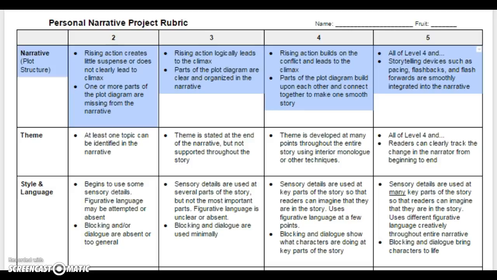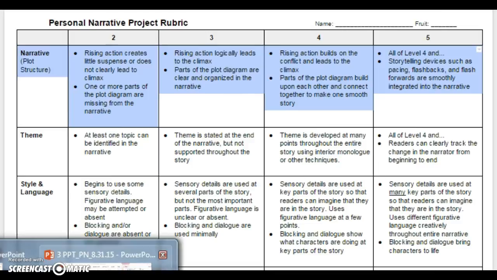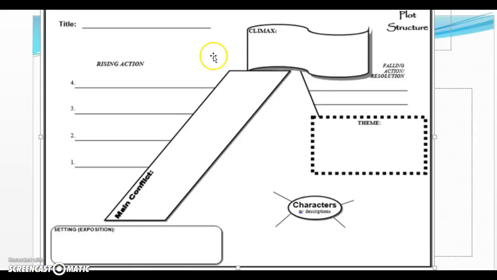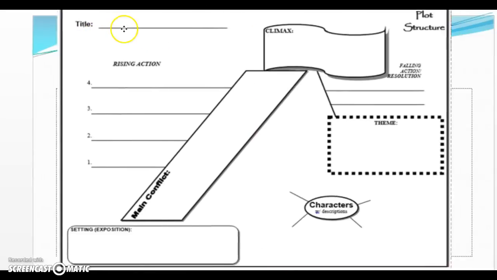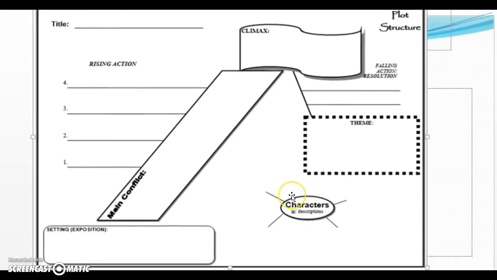This video is about how to improve your narrative skill in your personal narrative project. This narrative skill is here at the top of your rubric, and it has to do with the plot diagram that we learned at the very beginning of this unit as you were outlining your personal narrative project. This plot diagram includes each of these parts: setting, main conflict, rising action, climax, falling action, and theme, along with your characters. Each of these parts should be clear in your personal narrative.